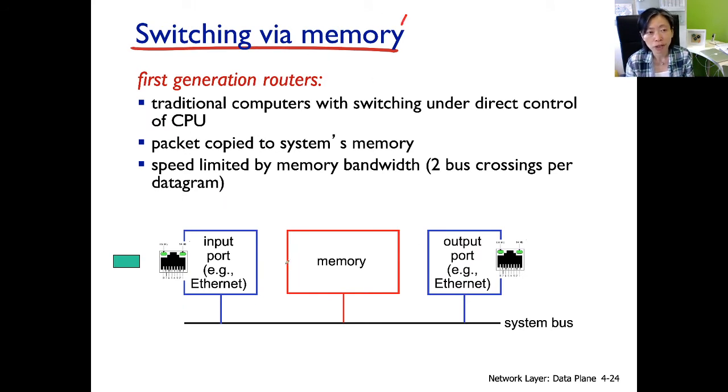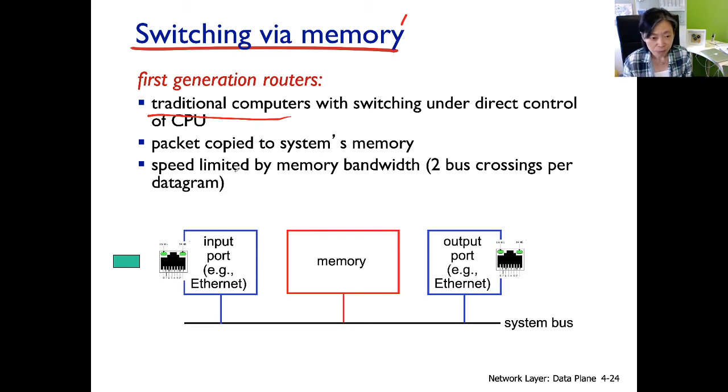So first generation, switching via memory. The architecture of a router, of the switching fabric, is very much like a traditional computer, where we have a CPU, memory, and then hard disk. So we fetch data from the hard disk to the memory first before we fetch the data from the memory to the register, and therefore we fire the computation circuitry. So memory there is the middle point. Before data can go anywhere, you get it from the source, before you push it out.